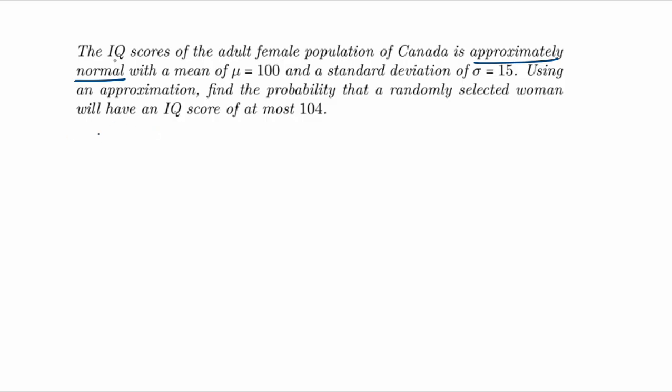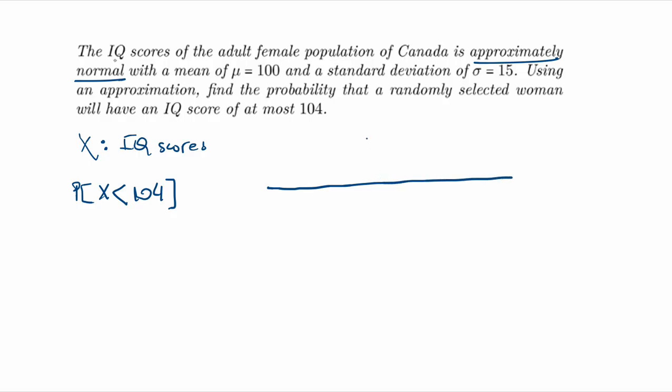So what do I want? X is the IQ scores for the female population of Canada. Okay. And what I want is, what's the probability that a woman has an IQ of at most 104? Okay, that's what I'm asking. So I know that IQs are discrete, but they are approximately normal.